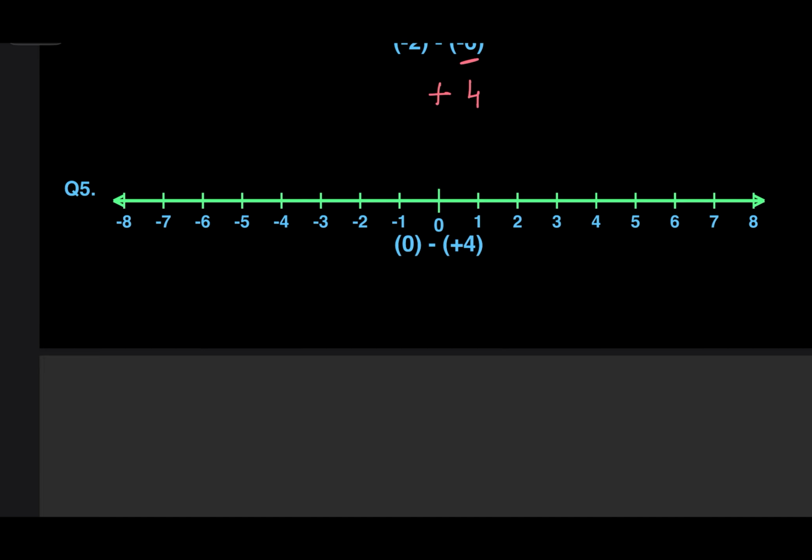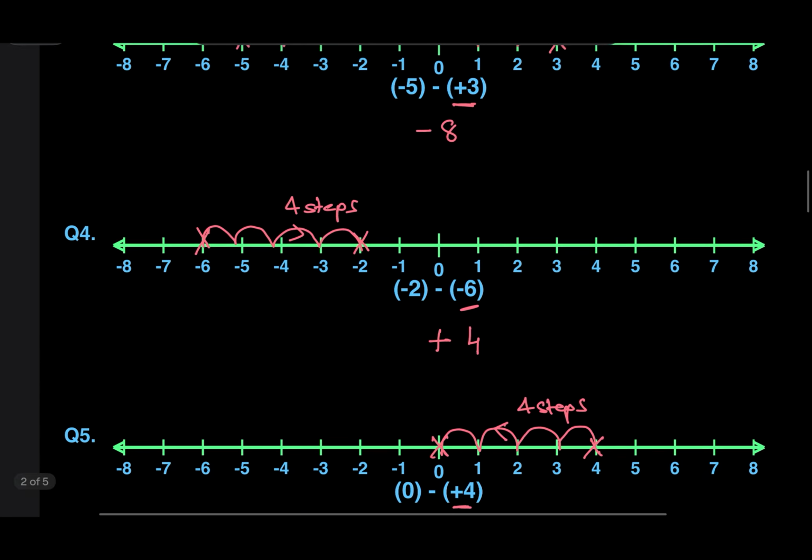Okay. What is the first thing that we have to do? Plot the points. So one is 0 and the other is positive 4. Okay, from positive 4, I will start jumping towards the other integer. How many steps? 1, 2, 3, 4. I'm going backwards 4 steps. And so my answer is going to be negative 4.